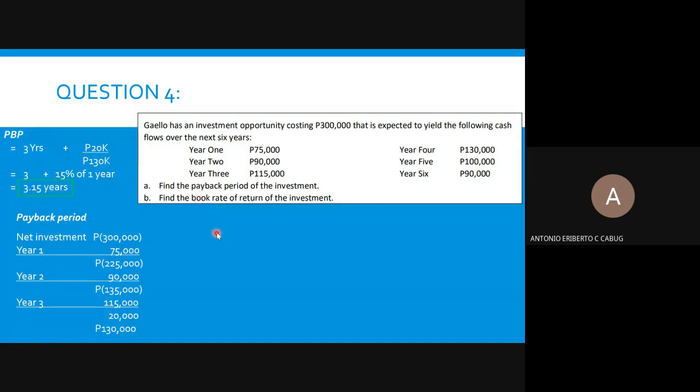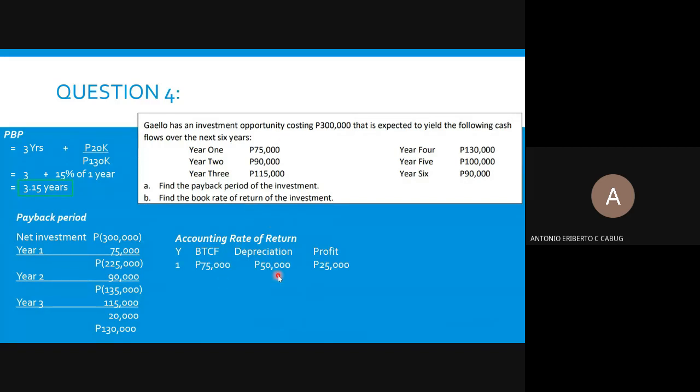Next, find the book rate of return of the investment, or the accounting rate of return. The accounting rate of return can be arrived at by dividing the profit over the investment, just the return on investment. What is given, however, here are cash flows. So to arrive at your profit, you need to deduct depreciation. No need to worry about taxes. There are none in this case.